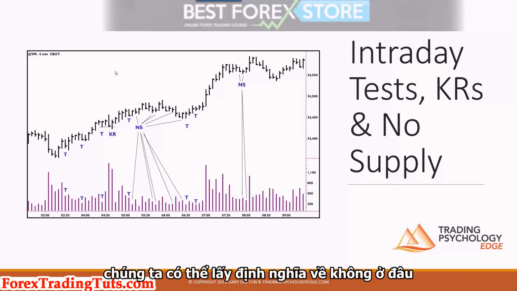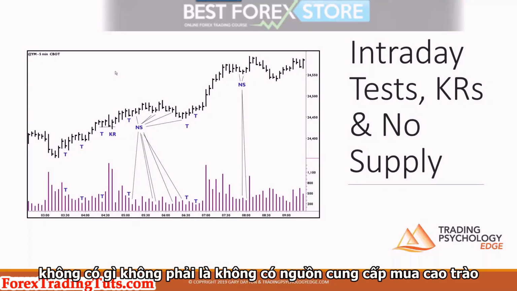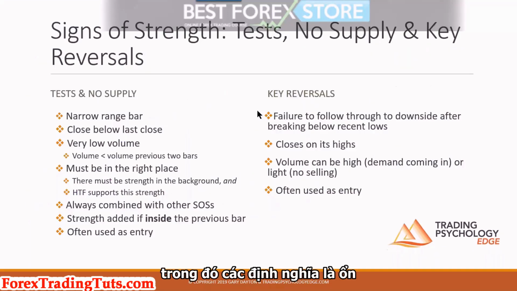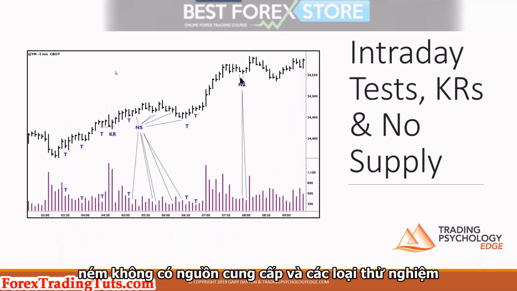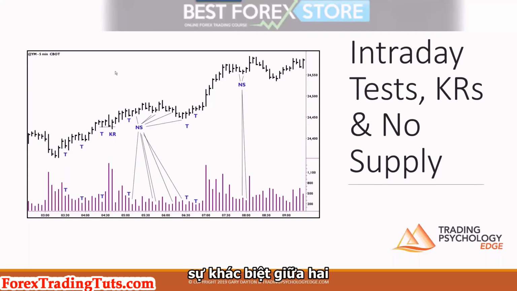Where can we get definitions of no demand and no supply, buying climax? Well, there's not a no supply buying climax. And you'll have to go back up to the slides that I did earlier here where the definitions are. Okay, the definitions, the narrow price range, close below the last close, and so on. And you can tell that I'm basically throwing no supply and tests kind of together here. I don't make a lot of distinction between the two.